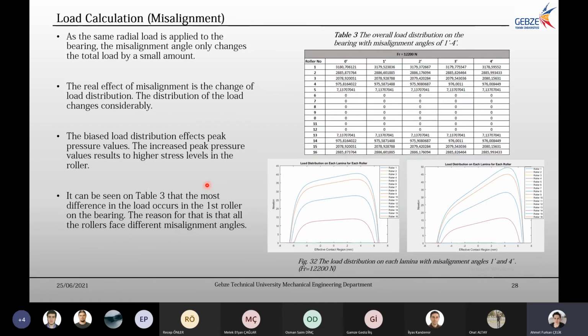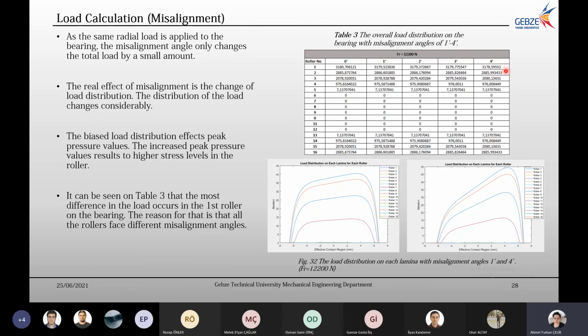All right, the load calculation with misalignment. I'm just going to go fast with these. As you can see, this is only 1 arc minute misaligned case, and this is 4 arc minute misaligned case at 12.2 kilonewtons. You can see the load distribution changes, but actually the total load doesn't change. Well, it does change, but it's like 2 newtons in 3000 newtons, so it's negligible.